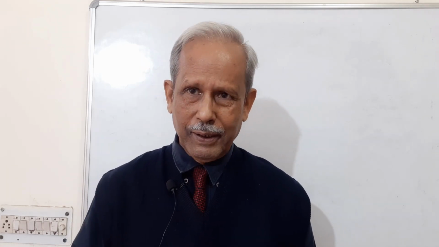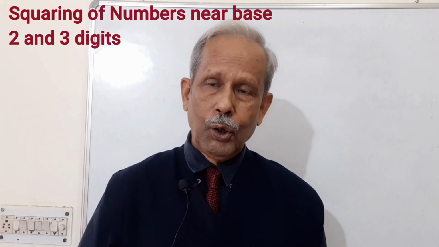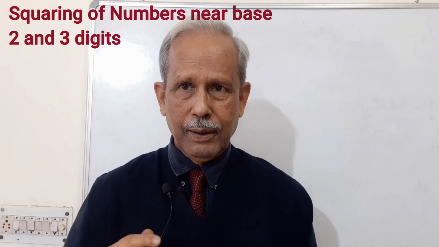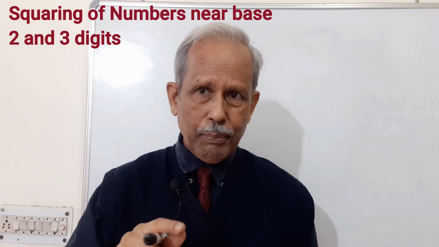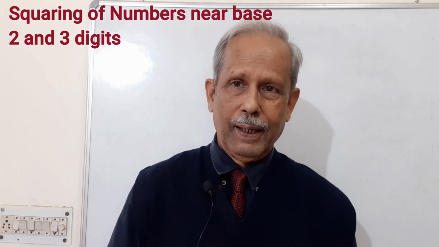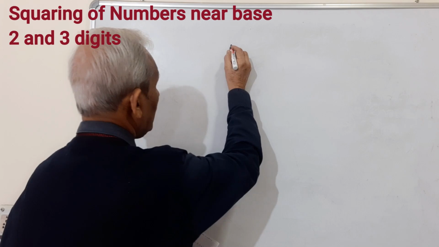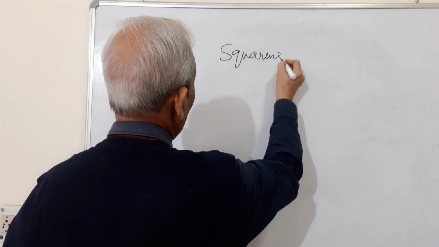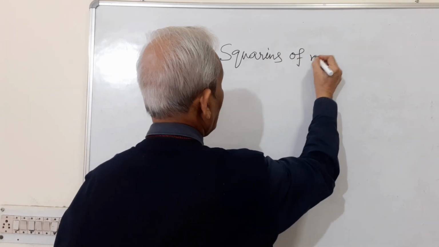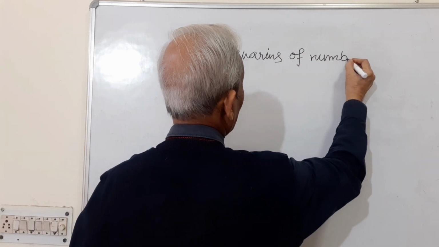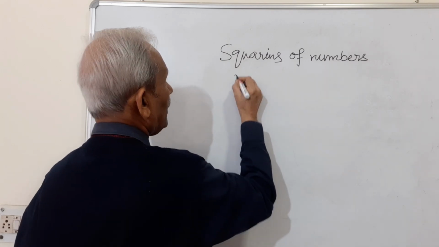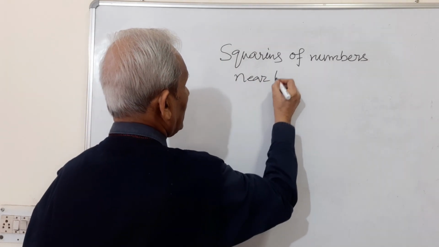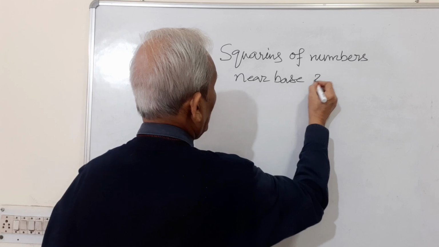Now today, what are you going to do? Today, we are going to do something different. Again, the squaring of numbers, but this time it is squaring of numbers which are near base, in particular 2 and 3 digits. That's what you're going to do today: squaring of numbers near base, 2 and 3 digits.